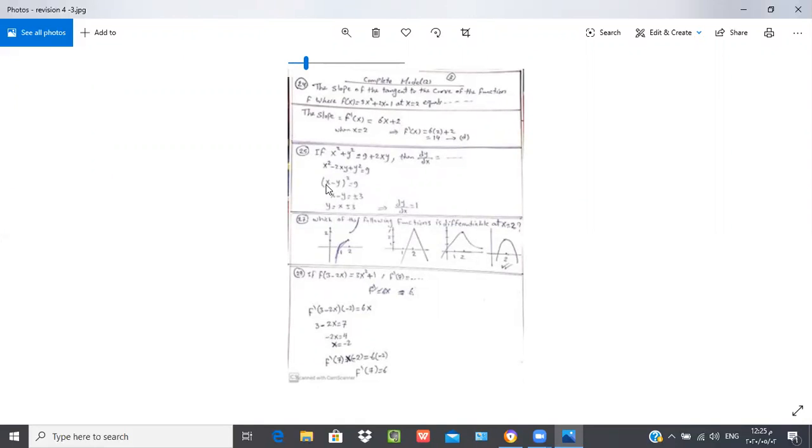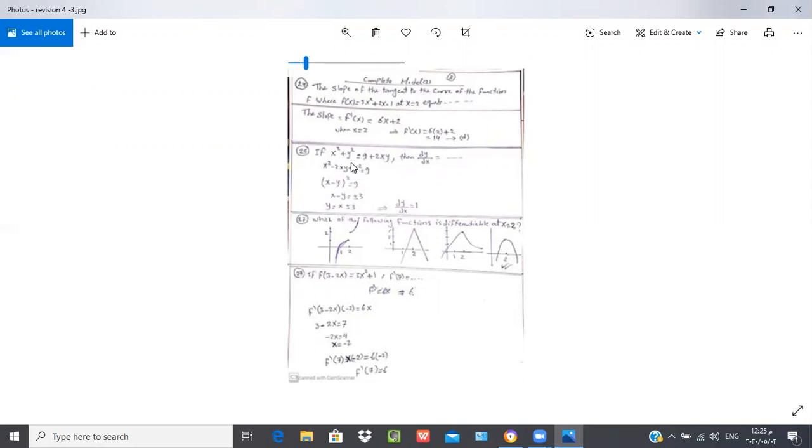Here, he said that x squared plus y squared equals 9 plus 2xy. Then dy by dx. Here I can find many ways, by the way, but I will use a very easy way. I will move this part, 2xy, to the other side. So x squared minus 2xy plus y squared equals 9. I take this part and put it between x squared and y squared.